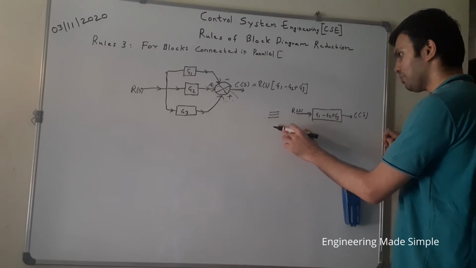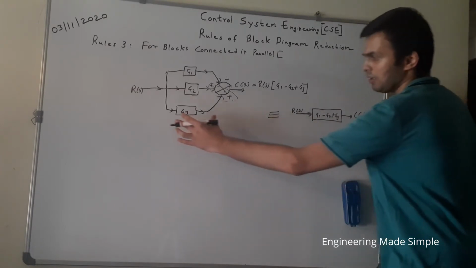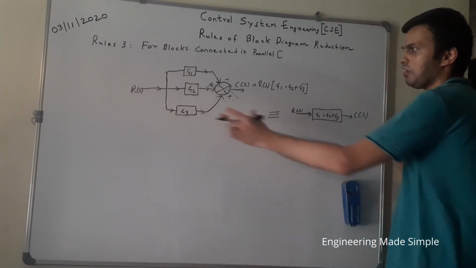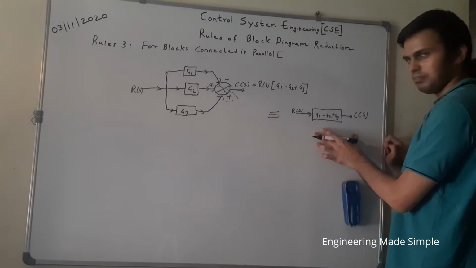These three lines mean that after the simplification the circuit remains equivalent. So this particular block diagram is equivalent to this because the output is the same.